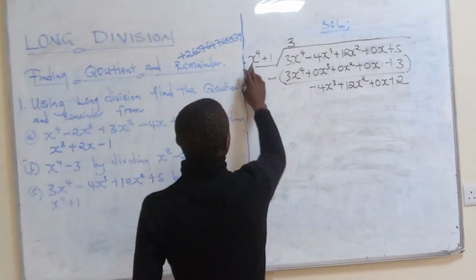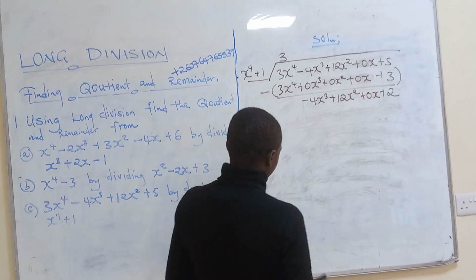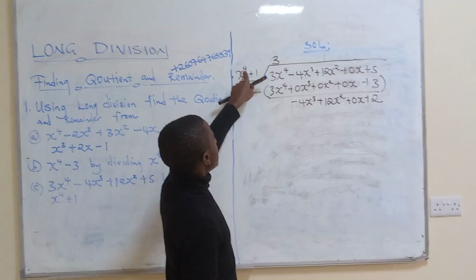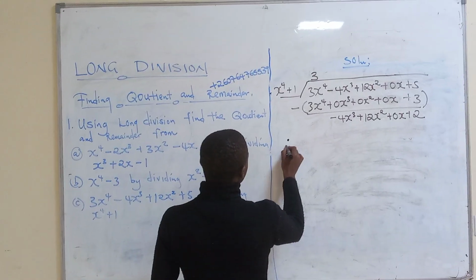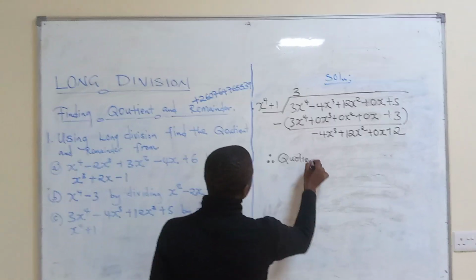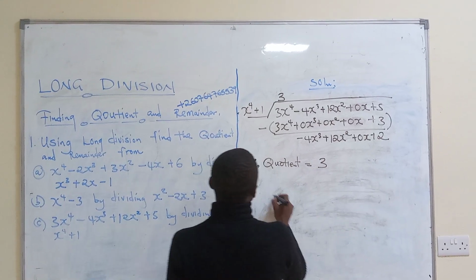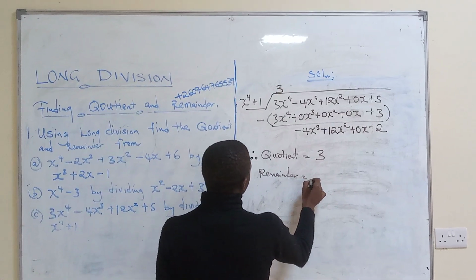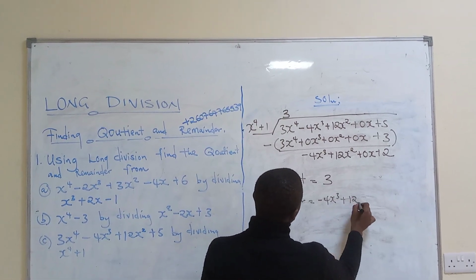If you observe clearly, since this power is greater compared to that, you can write: therefore the quotient is equals to positive 3, and then the remainder is equals to negative 4x to power 3 plus 12x squared plus 2.